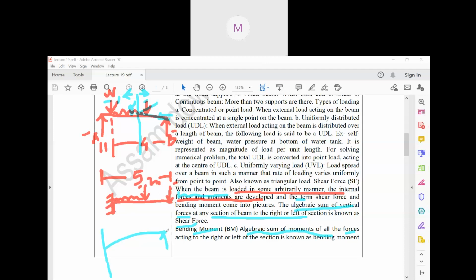Now here B is present. Here we have one concentrated point load, and here we have one UDL. This is the section that we cut. Now how do we find the moments? You have to find the distance of each load from this section, so force into perpendicular distance comes into play. The summation of this force into this distance, then this UDL into the center distance, since a UDL is always measured from its center. When you add these up, it comes out to be the bending moment. The algebraic sum of moments of all the forces acting to the right or left of the section is known as bending moment. This is how we define shear force and bending moment.